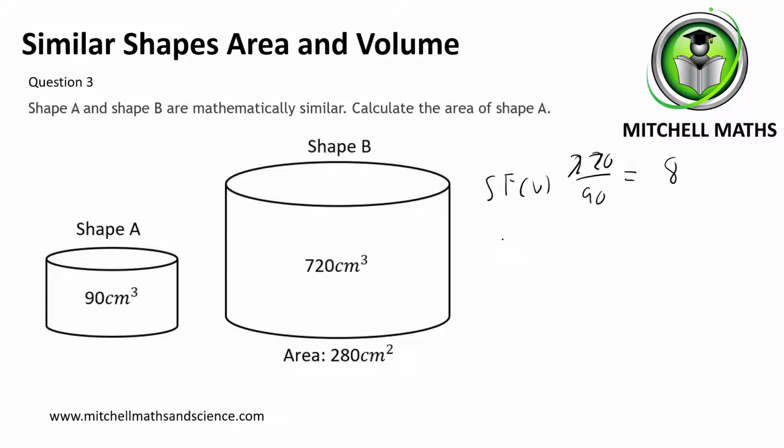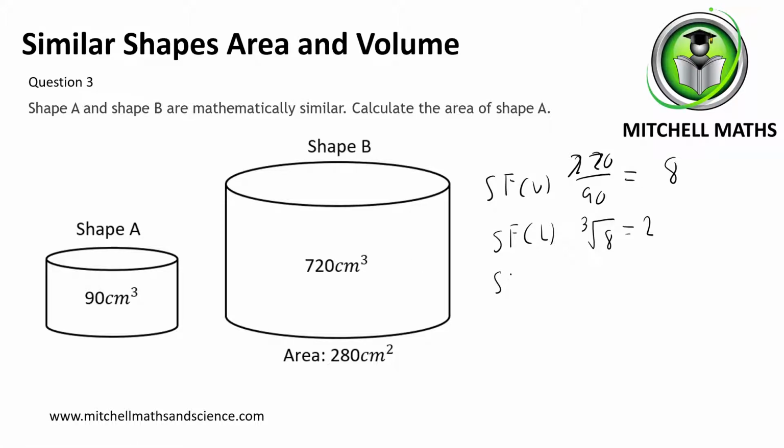And if we want to find this scale factor of the area, we need to first find the scale factor for the length, which is, well, if we go from the scale factor of the volume to the scale factor of the length, we need to cube root. So the cube root of 8 is 2. And then, because we've got the scale factor for the length being 2, we can square that to get the scale factor for the area.